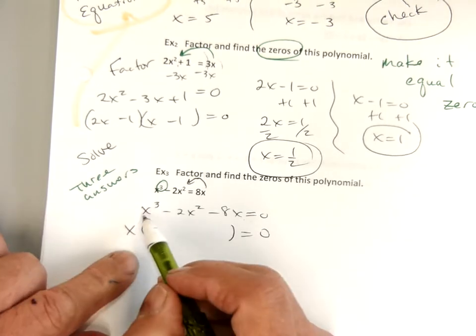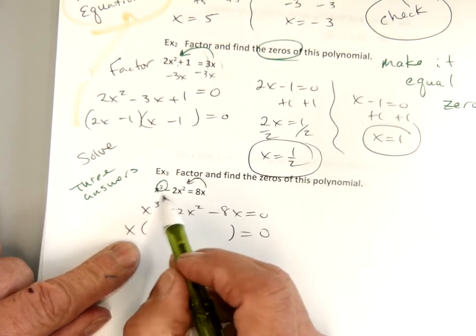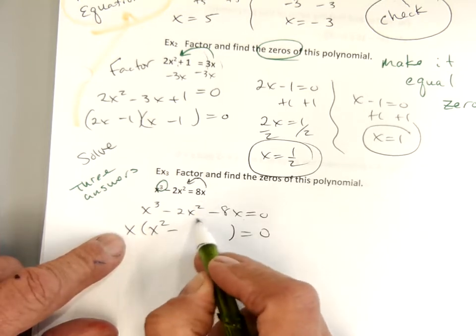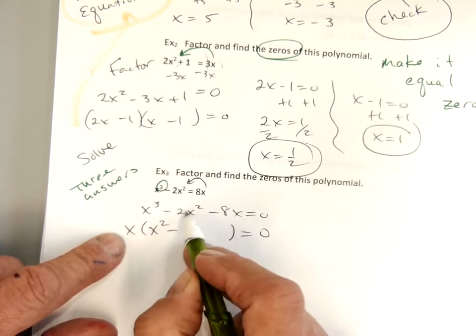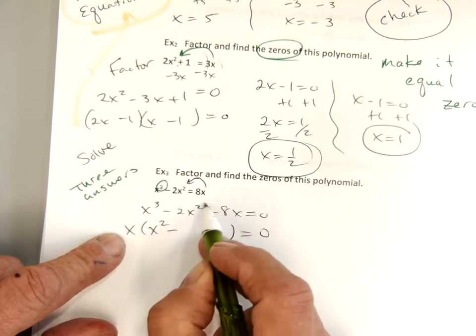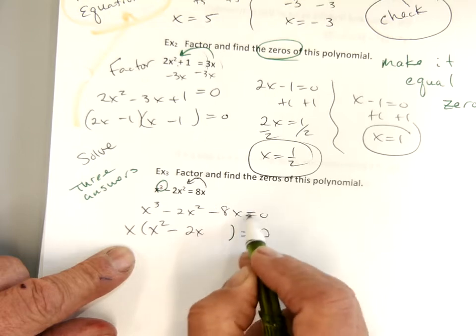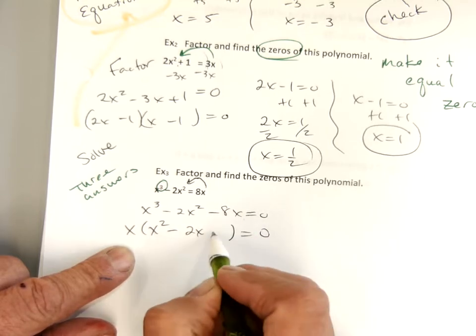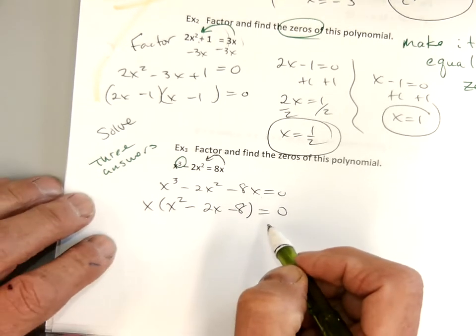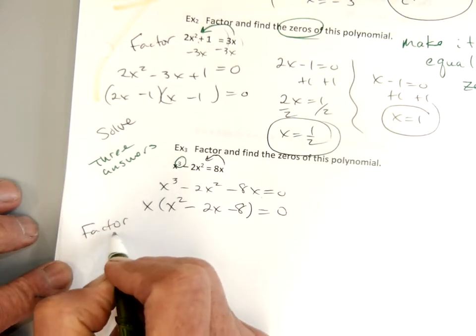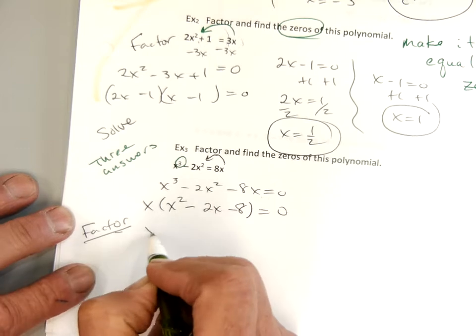All right, so if I take out an x out of x cubed, how many x's are left over? Good. If I take an x out of x squared, how many x's are left over? Just 1, right? And if I take the 8 out of the negative 8x, I'm just left with an 8, okay? Now, we can factor this again. So let's factor that.